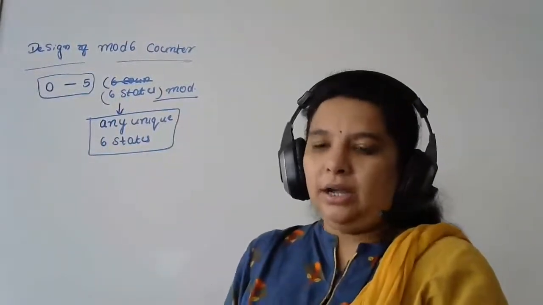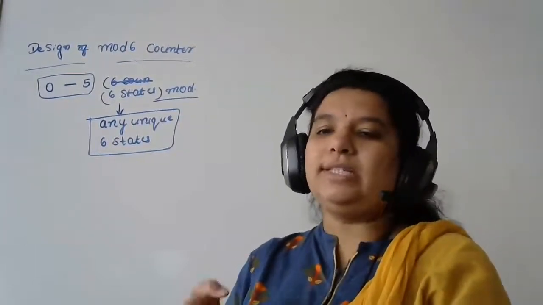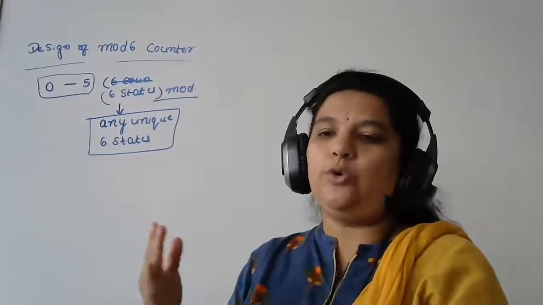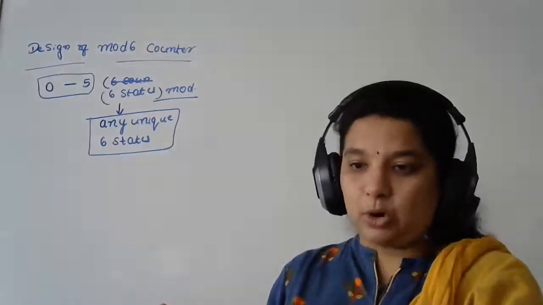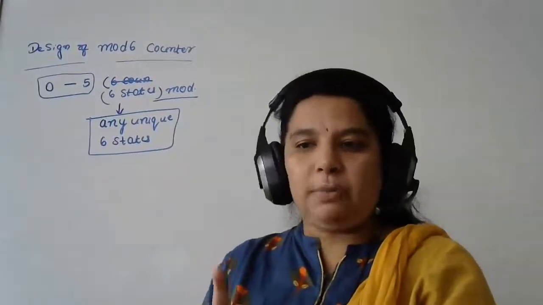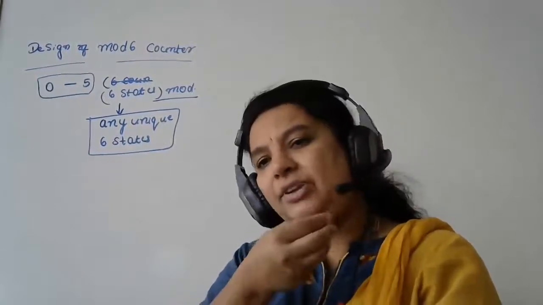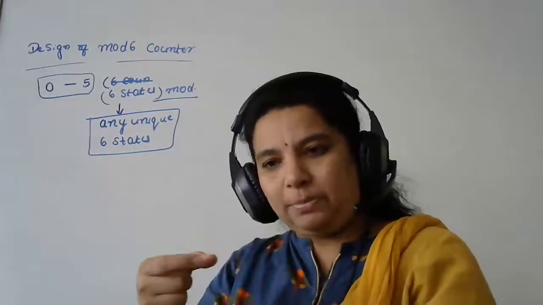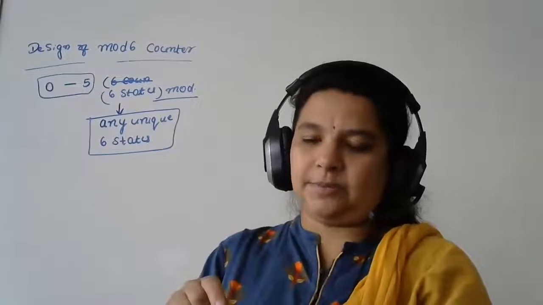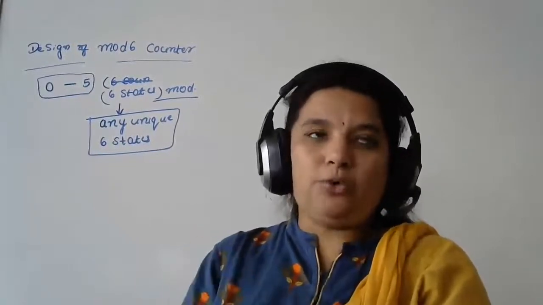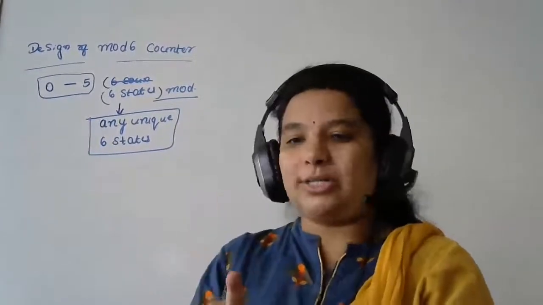Whenever we talk about a mod 6 counter, it need not always be 0 to 5 only. That is, it will count 0, 1, 2, 3, 4, 5. So altogether there are 6 unique states, so I call it a mod 6 counter, right? When I call it a mod 6 counter, it need not have a counting sequence. Instead, any 6 unique states. If that counter is counting any 6 unique states, then I call it a mod 6 counter.